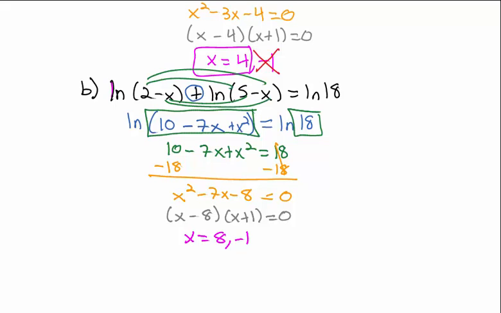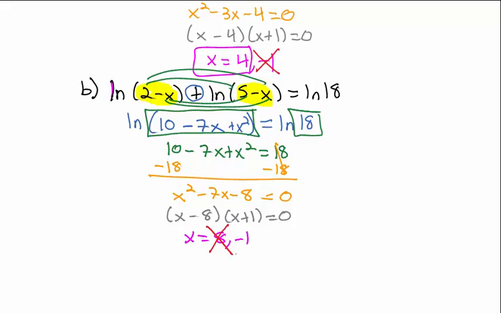Of course, we need to check these answers, and notice this time when we plug the 8 in, 2 minus 8 is negative 6. 5 minus 8 is negative 3. Both of those logs have negatives in them. We cannot have a negative inside a log, so the 8 gets thrown out.